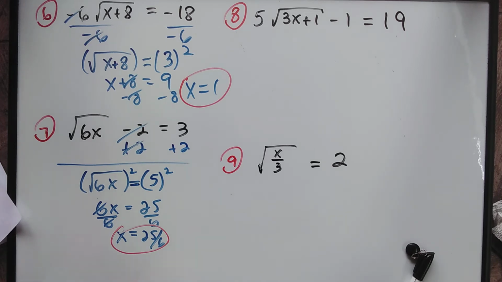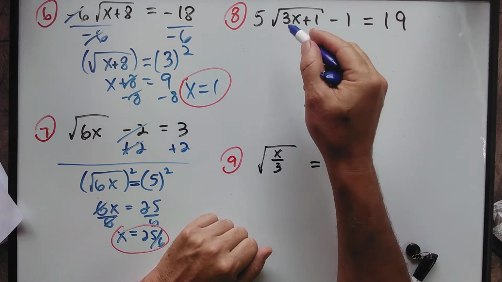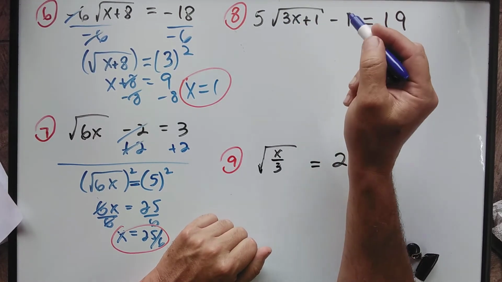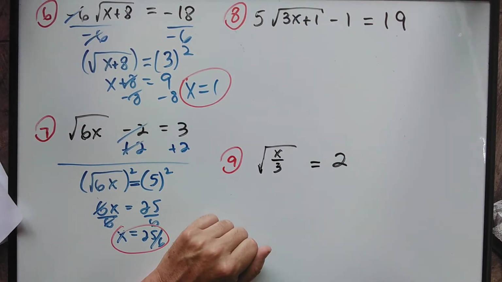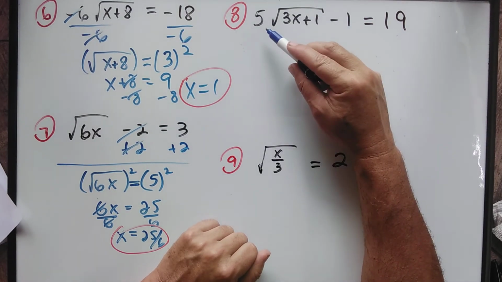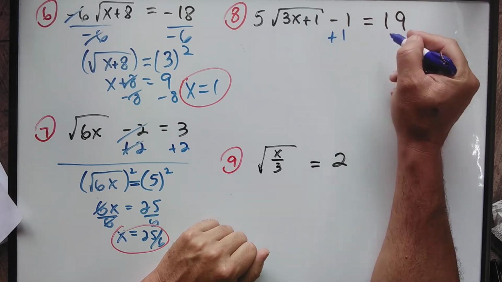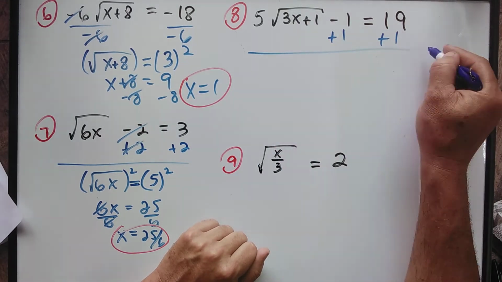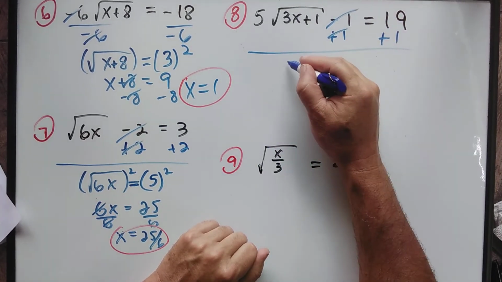Okay guys, next example. I need to leave the radical part by itself. So what I'm doing is I'm gonna move the 1 over to the other side. You leave the 5 till later, so I'm gonna add 1 to both sides. That's gonna take care of that.